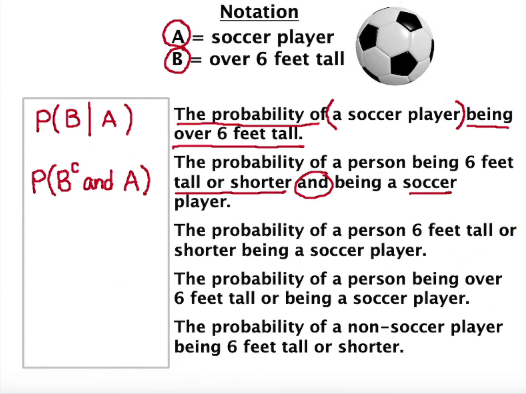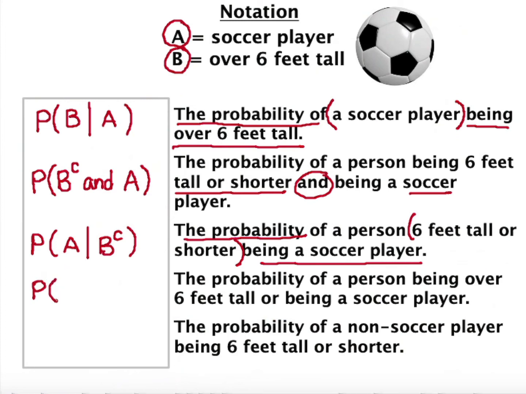The probability of a person 6 feet tall or shorter being a soccer player. So we've again narrowed down that field, right? We're only talking about the short people, and we're finding the probability of them being soccer players. So we're finding the probability of them being a soccer player given that they're 6 feet tall or shorter, which again was B complement. The probability of a person being over 6 feet tall or being a soccer player. So over 6 feet tall is just simply B. And this has the word "or," which is another type of probability we'll talk more about in the future, or a soccer player.